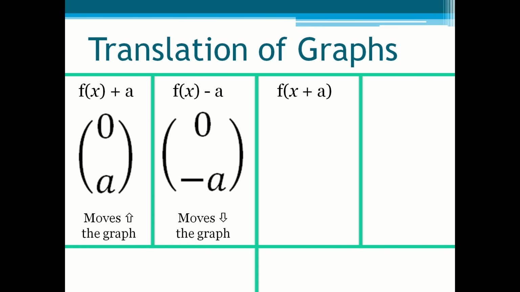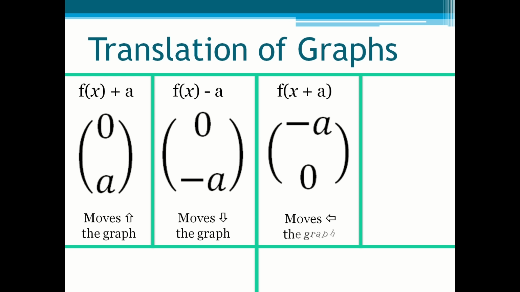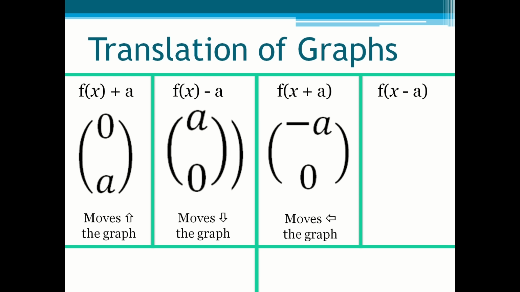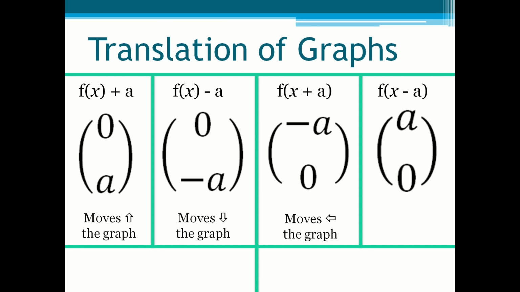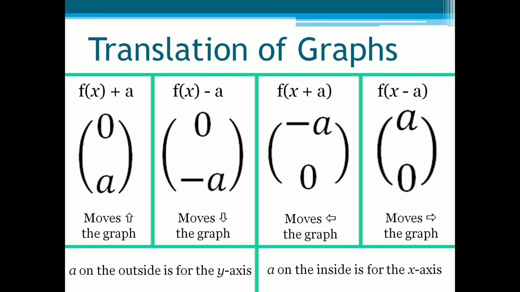Inside the bracket, x plus A, which can be written as minus A on top and 0 at the bottom, which means the graph moves left. And then inside the bracket again, x minus A, which is positive A and 0 at the bottom, the graph moves right. So A on the outside is movement along the y-axis, so movement up and down, and A on the inside is movement on the x-axis, left and right.